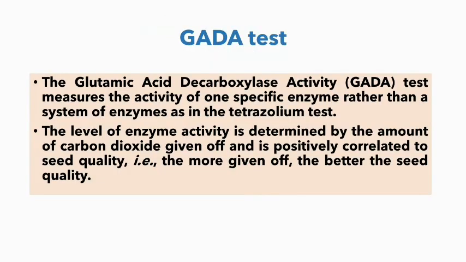Glutamic acid decarboxylase activity test. This test measures the activity of one specific enzyme rather than a system of enzymes as in the tetrazolium test. The level of enzyme activity is determined by the amount of carbon dioxide given off and is positively correlated to seed quality. That is, the more given off, the better the seed quality.